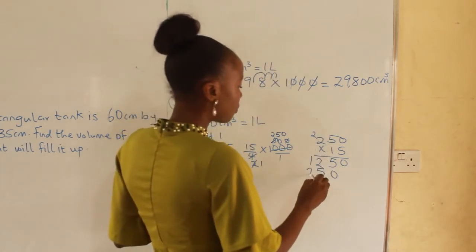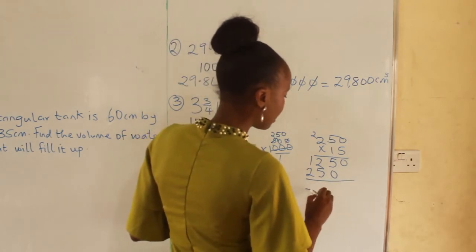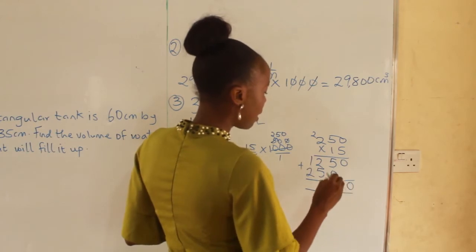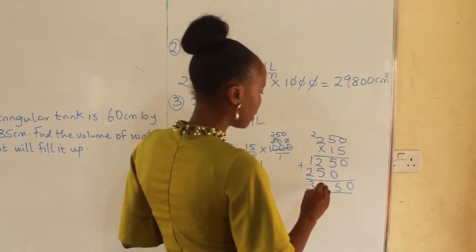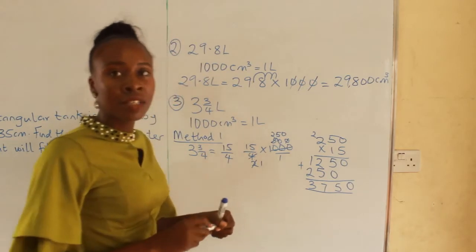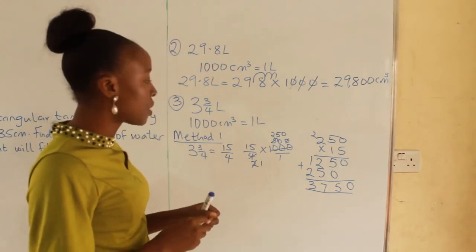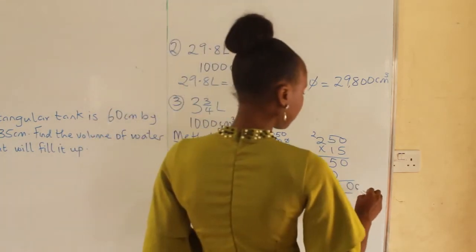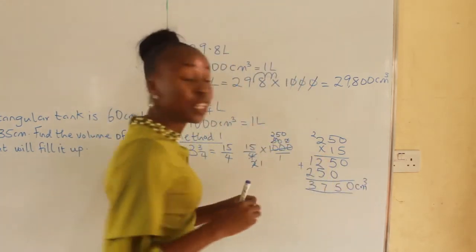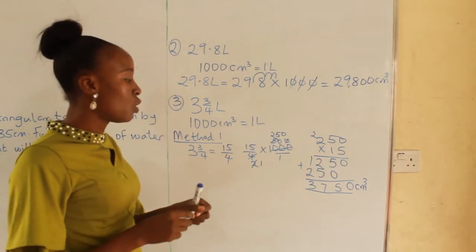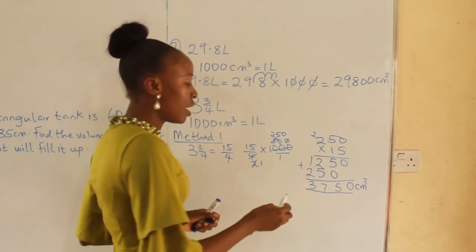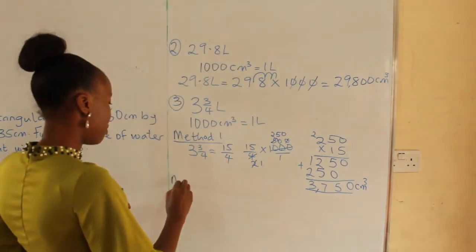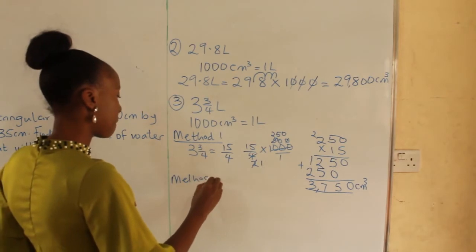And 1 times 2 equals 2. So I add my answers together. I have 0, 5, 7, and 3. Alright, so my answer is 3,750 cm cube. 3 whole number 3/4 liters in cm cube equals 3,750 cm cube.